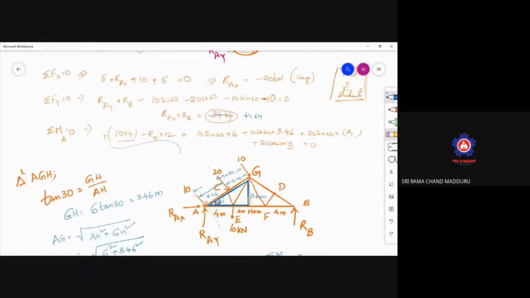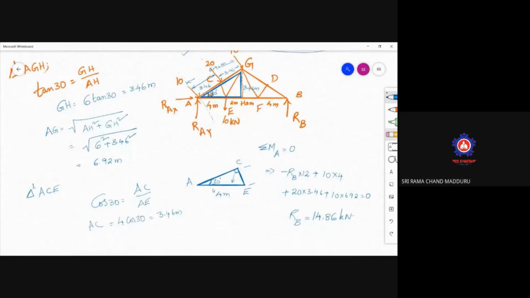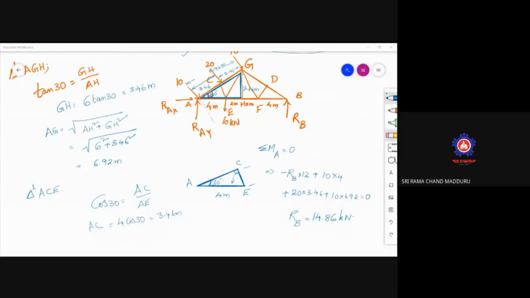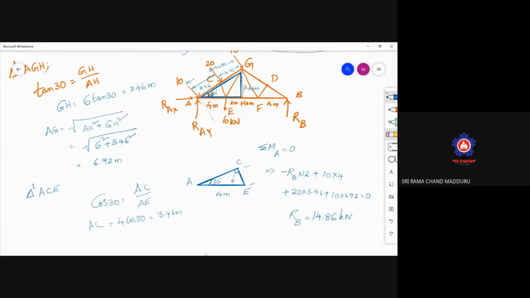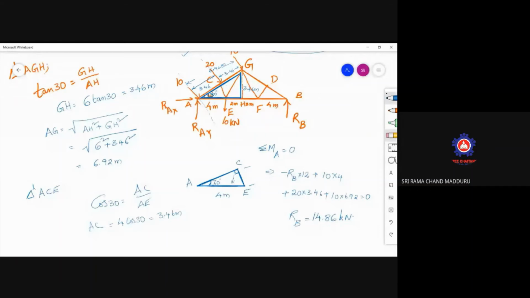What I have done is, instead of doing all this resolution of the forces, you can also calculate the moment like this. I'm saying the two ways, don't get confused. Anyway it is the same. In whatever way you are doing the problem, ultimately the result should be the same. So how much did you get for RB? 14.86 or 14.88 kilonewtons. Now with your sigma Fy is equal to 0 equation, you will get the RAY value also.